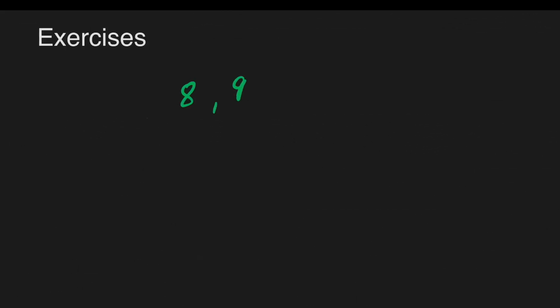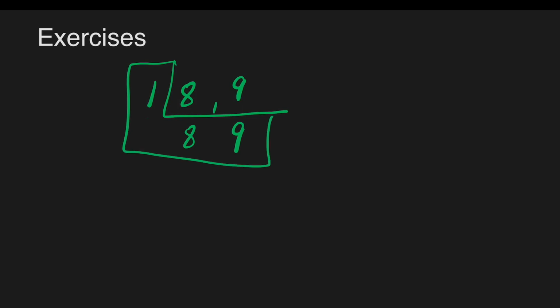How about 8 and 9? What is the LCM of 8 and 9? What number can we divide both 8 and 9? We don't have one except for 1. So 8 divided by 1 is 8. 9 divided by 1 is 9. So our LCM is the one inside. We'll just put a multiplication sign in between these numbers. Then we're good to go.